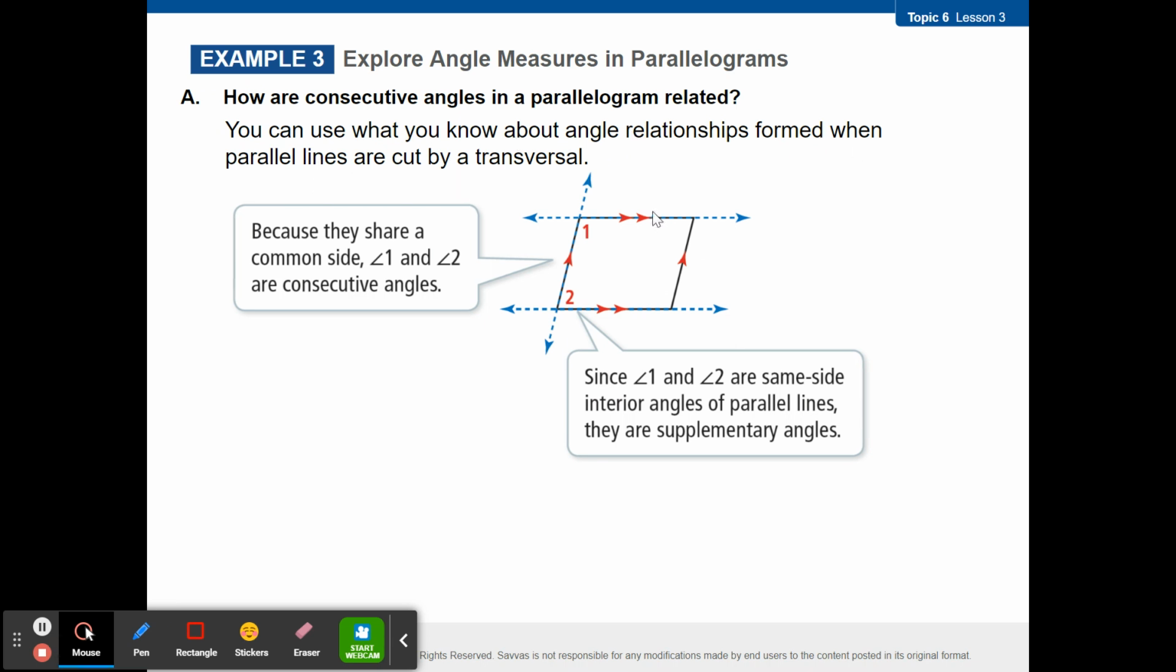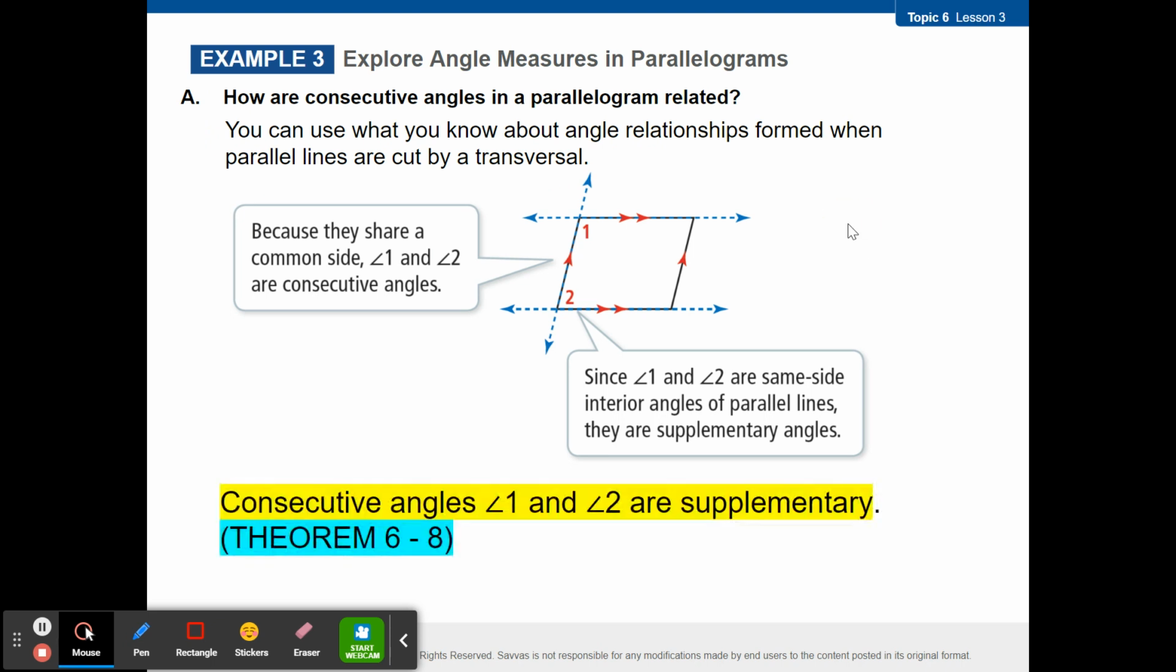by a transversal. So remember, if you have a parallelogram, you have two sets of parallel lines. Okay? All right, so in this case, if we look at 1 and 2, we would know that these two would be supplementary to each other because they're same side interior angles. So in this case, consecutive angles 1 and 2 are supplementary. That is very similar to trapezoids because of those parallel lines. So that's something you're going to want to write down. Consecutive angles, angle 1 and angle 2 are supplementary.